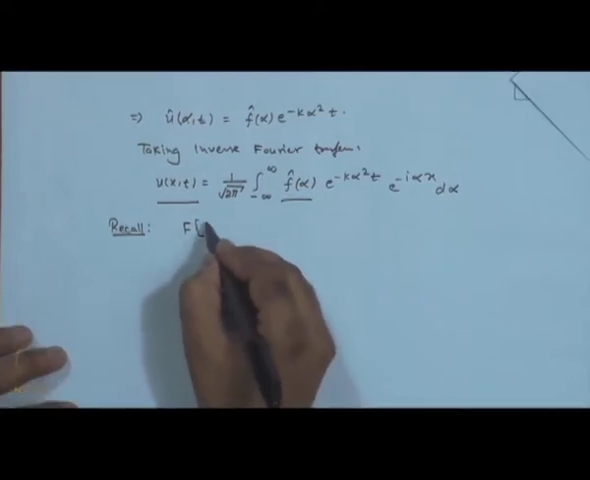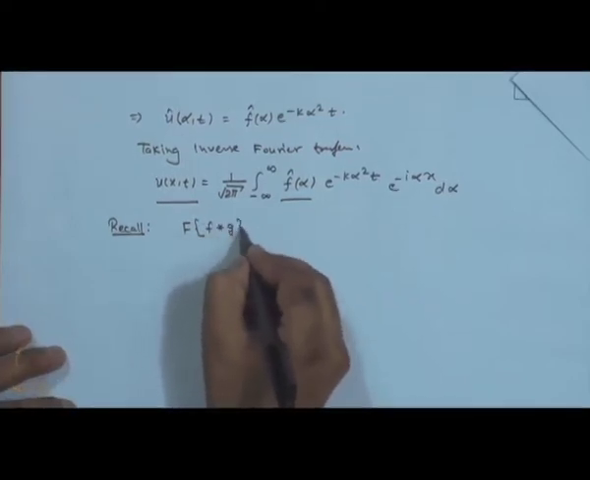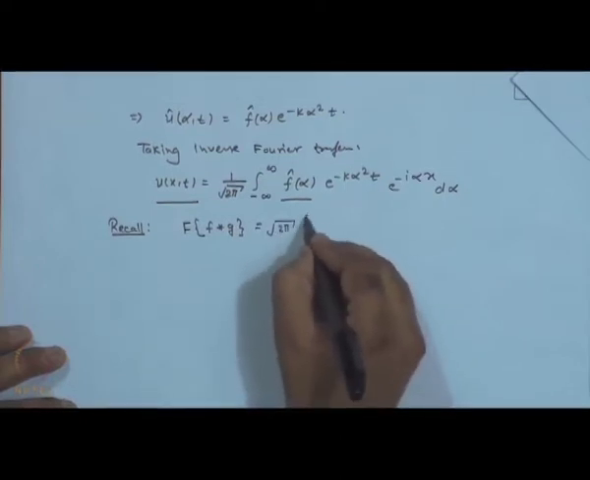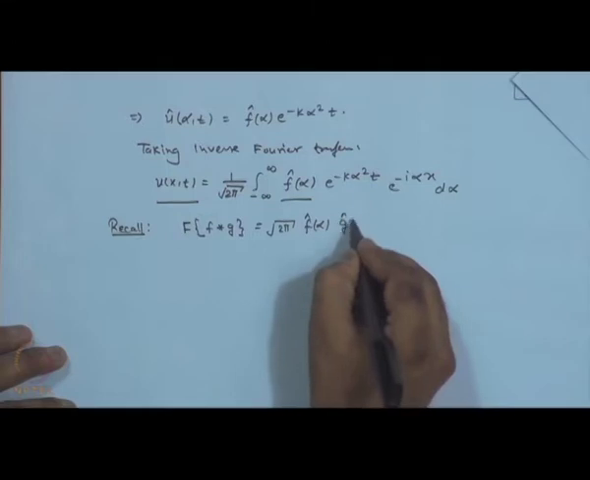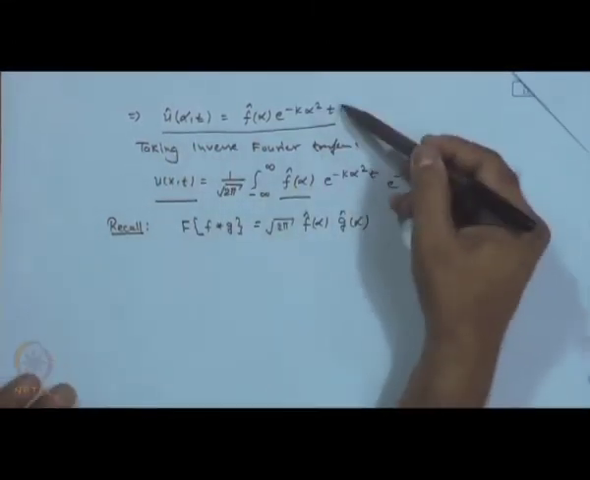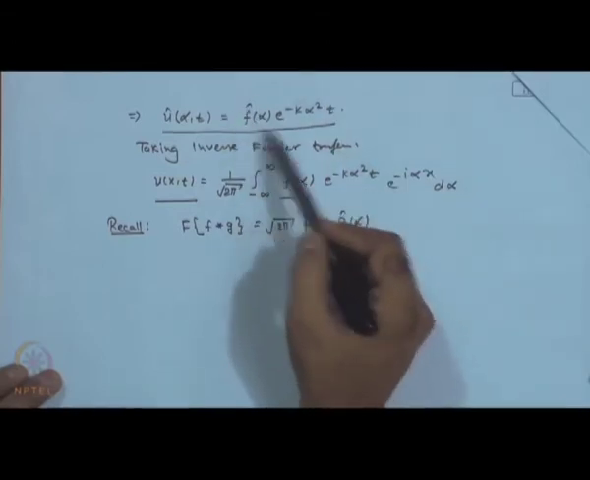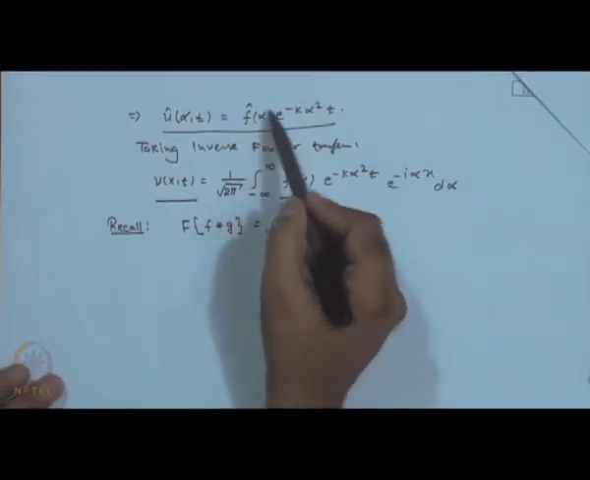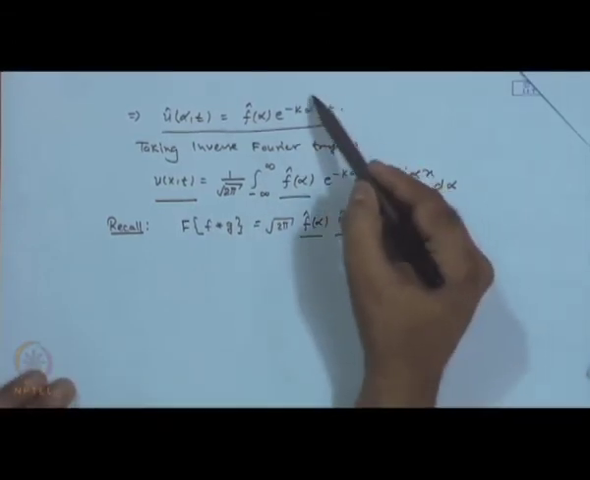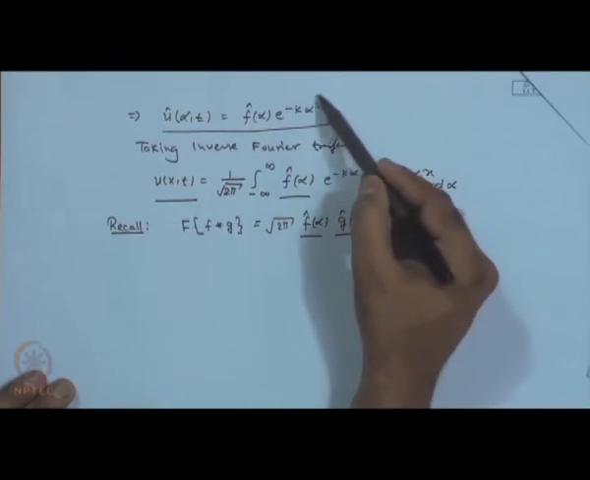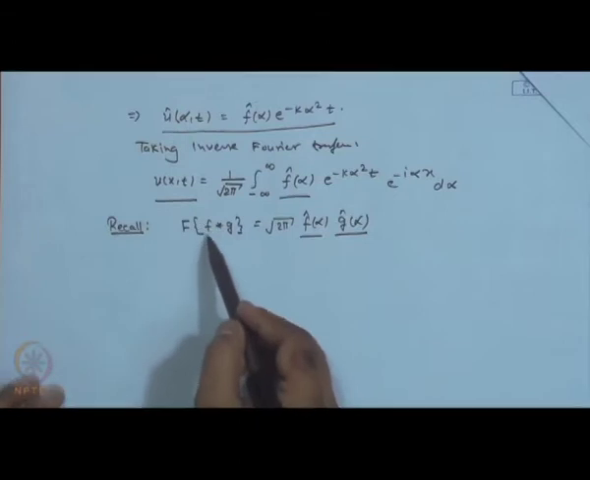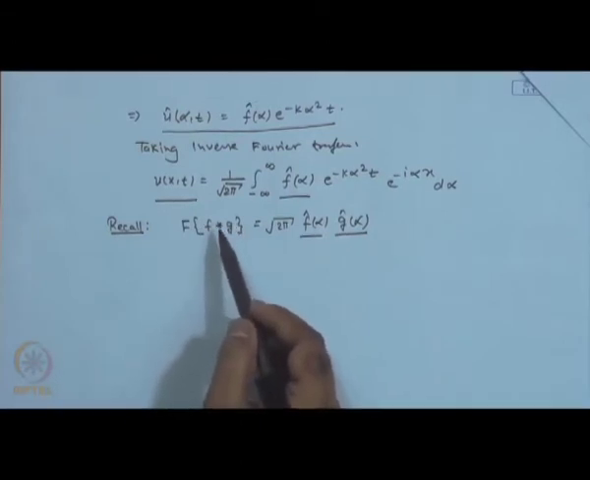So, we had the Fourier transform of f star g was square root 2 pi times f hat alpha and g hat alpha. So, if we take the inverse Fourier transform here, of the multiplication of two Fourier transforms like we have here, so if we know the inverse Fourier transform of this, then we can get u(x, t) just by the convolution of f and g.